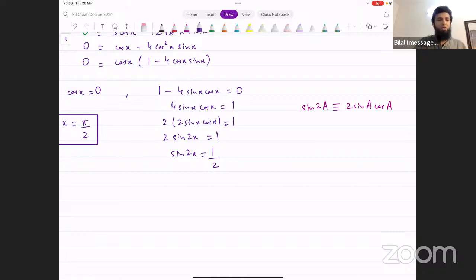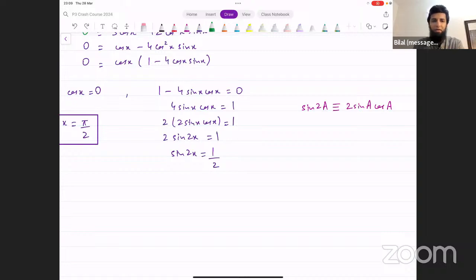Yes, Roman, we could do that as well, divide both sides by 2. That could be another idea as well. We could divide both sides by 2, and that would give us 2 sine x cos x equals 1 over 2, which we could then convert to sine 2x equals 1 over 2. All right, so now we have only one type of function, which is sine of 2x.